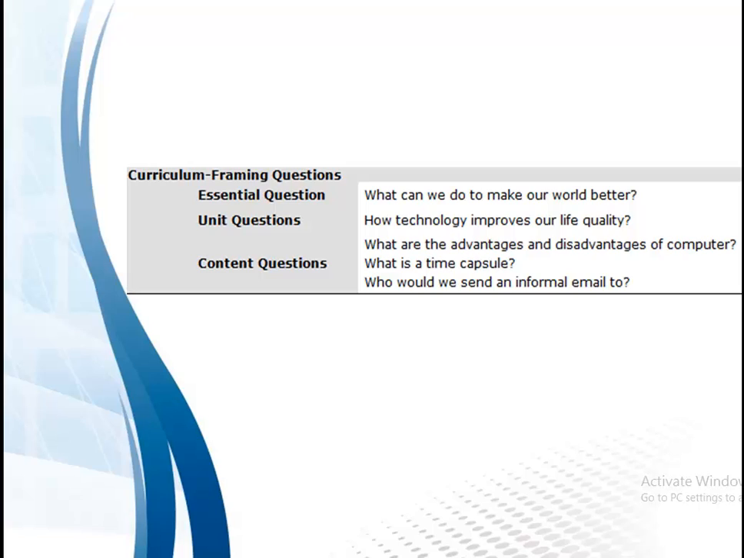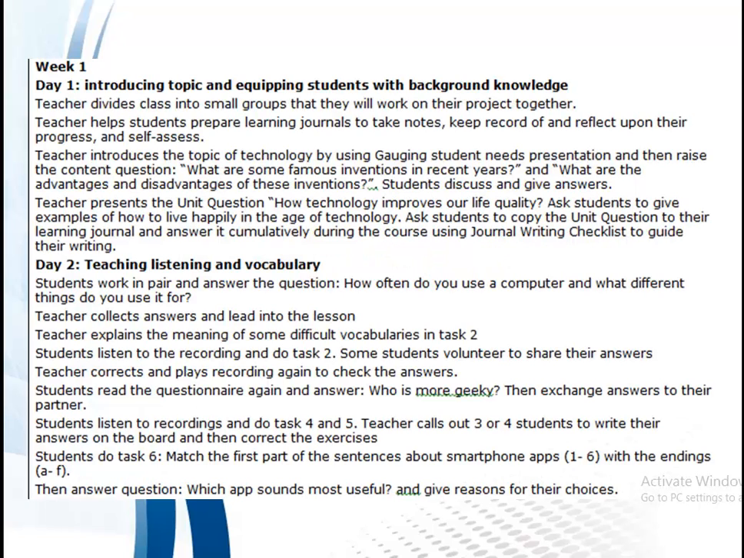With the background knowledge gathered from these questions, students will move on to the unit question: how does technology improve our life quality? Students will give an answer to this question through their presentation. Then students will move on to answer the biggest question, the essential question: what can we do to make our work better? There are some skills that students need to know beforehand in order to learn this unit. They are basic computer research skills and intermediate language skills.